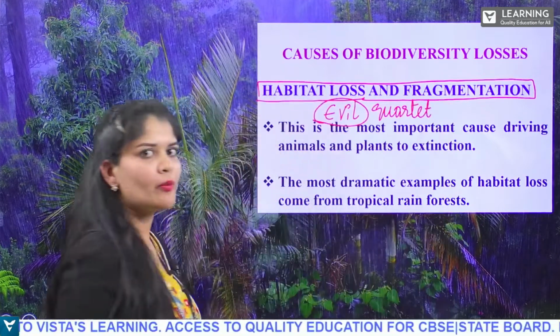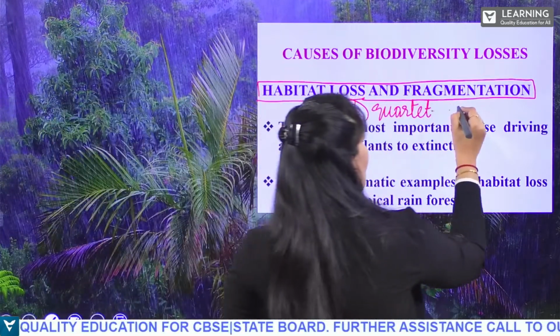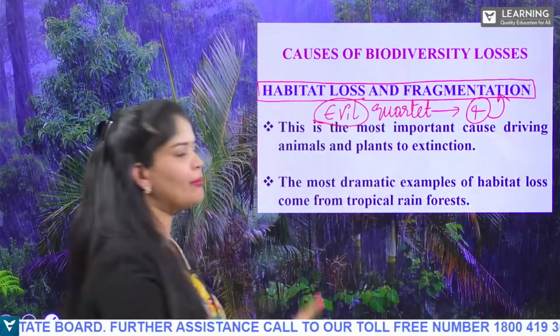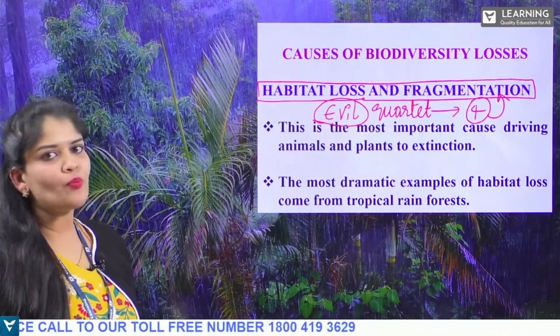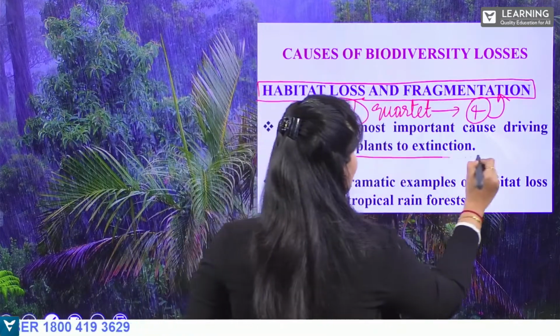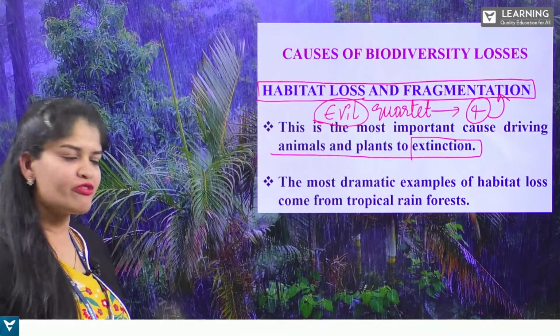We are discussing the evil quartet, which includes 4 reasons, 4 major causes. Out of that, the first one is habitat loss and fragmentation. This is the most important cause driving animals and plants to extinction. What is happening in habitat loss and fragmentation?